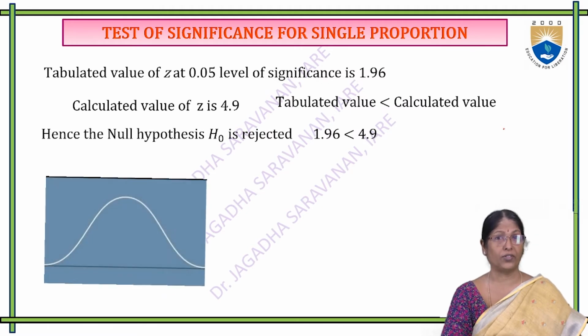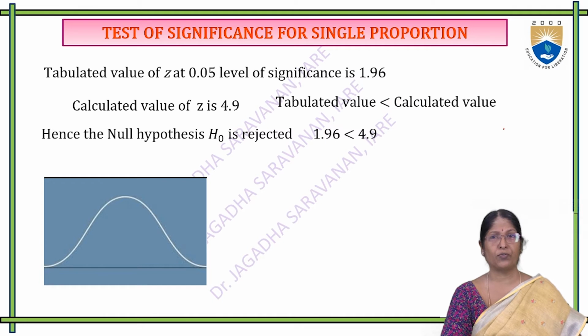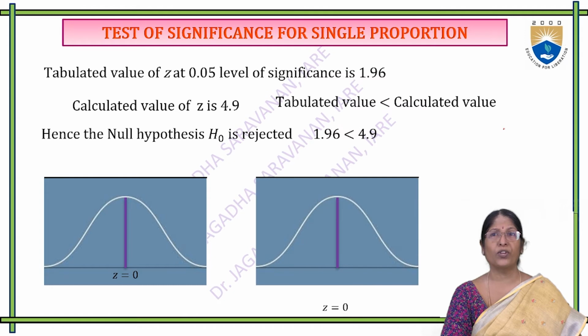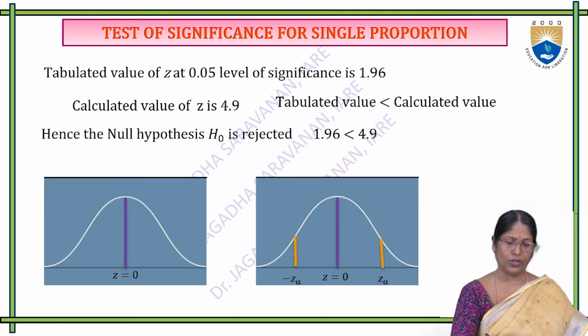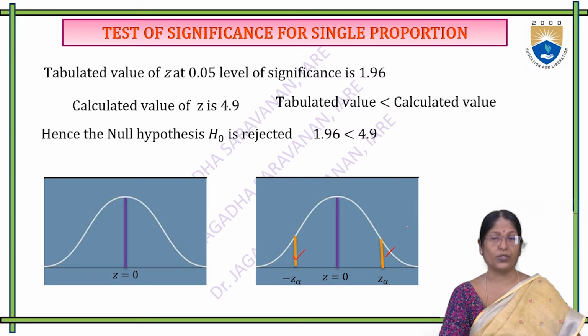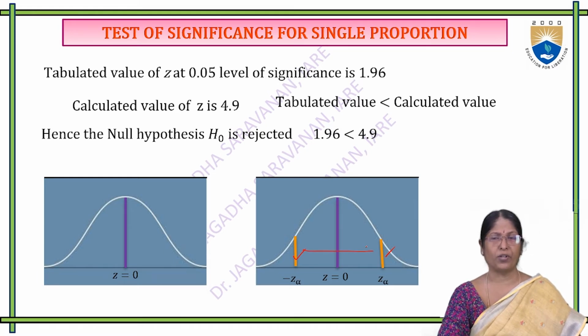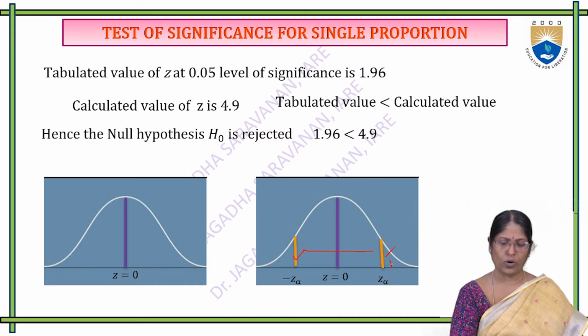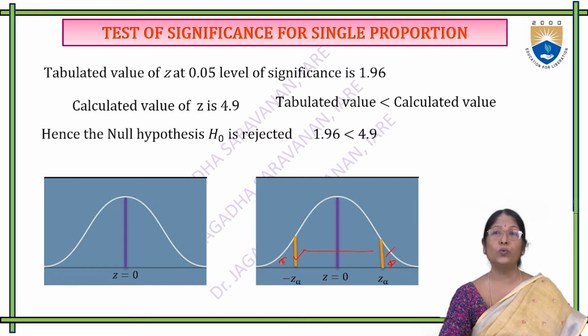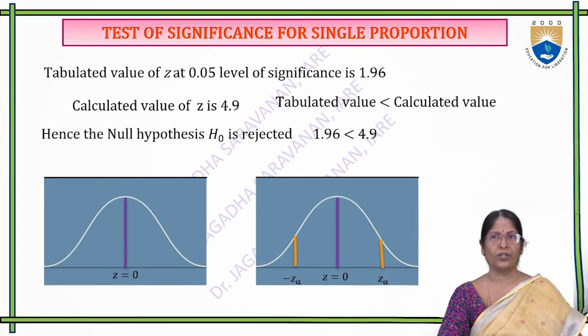The null hypothesis is rejected. Now the graphical representation of this problem is the bell-shaped normal curve, and we have taken a two-tailed test, so minus Z alpha to Z alpha. At the point minus Z alpha there is a vertical line, and at Z alpha on the right side, because Z alpha is positive, there is a vertical line. Between these vertical lines, the area is the accepted region. The two sides, where I am putting the stars, are rejected regions.